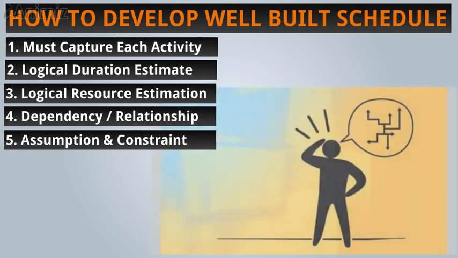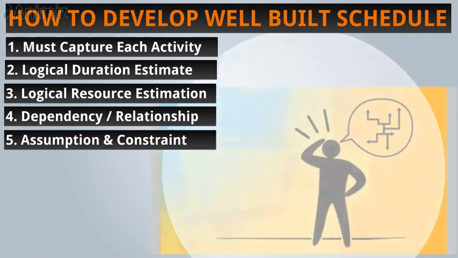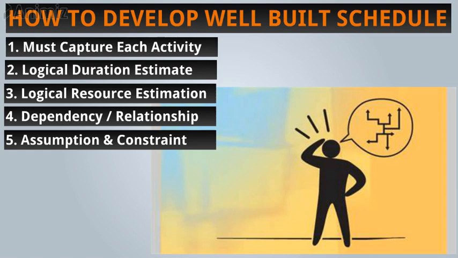The fifth important point is the assumption and constraint. No schedule can be made without a few assumptions and a few constraints, and hence it must be properly addressed while in the execution phase. Making assumption and constraint are important concepts while developing a schedule.